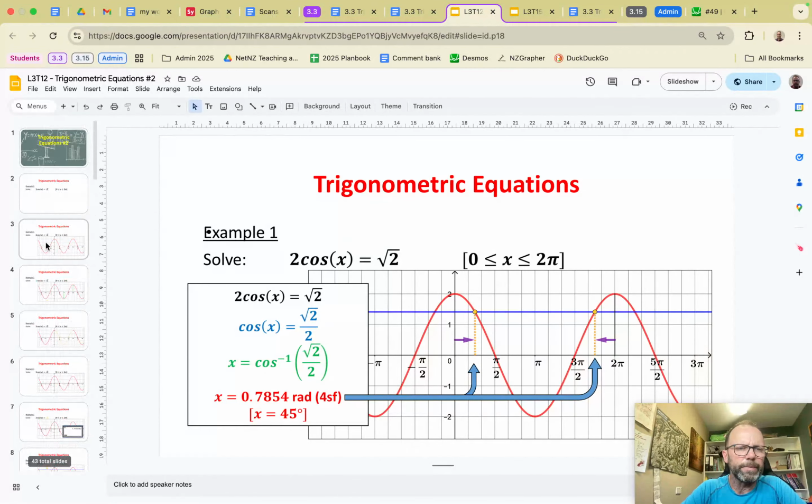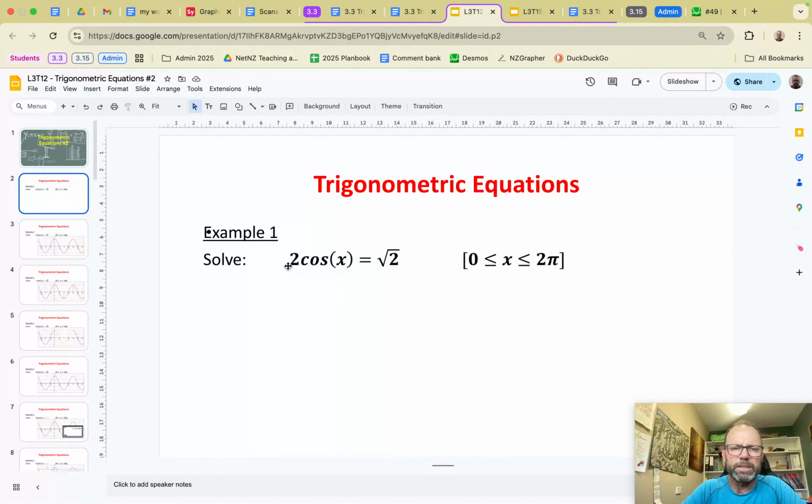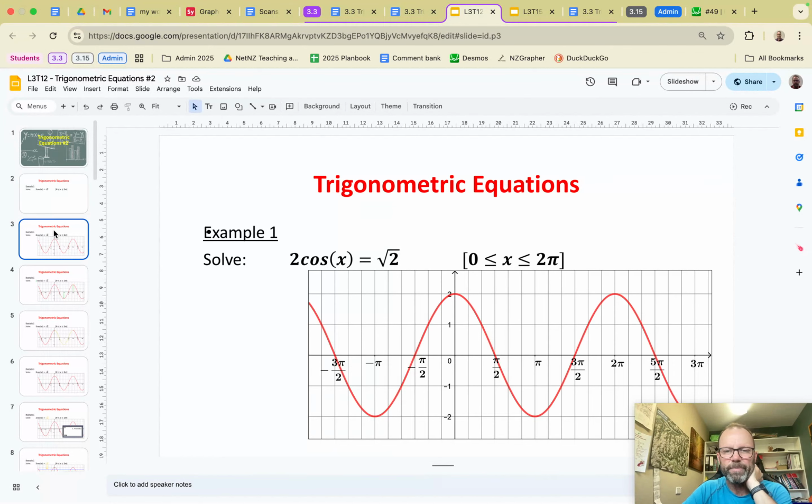Okay, so the question is solve 2 cos x equals square root 2, between 0 and 2 pi. So how many times, if you look at a 2 cos curve, that means amplitude 2, at what points does it equal square root 2? So graphically, between 0 and 2 pi. We don't actually need to show this, or from this point onwards. And there's the 2. You can sort of see the amplitude there.